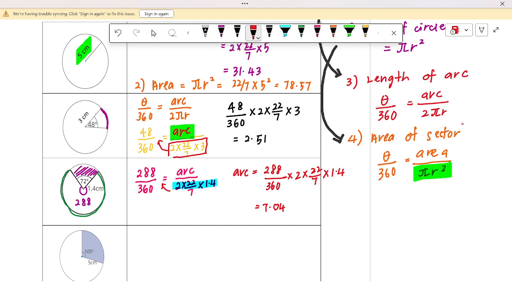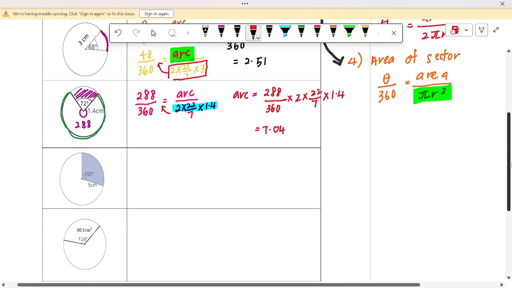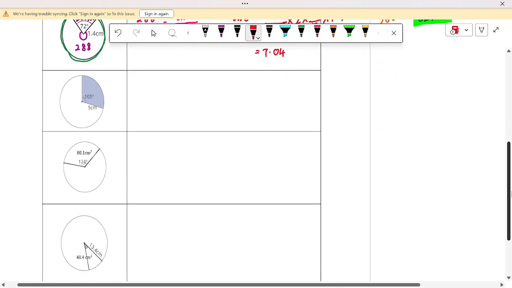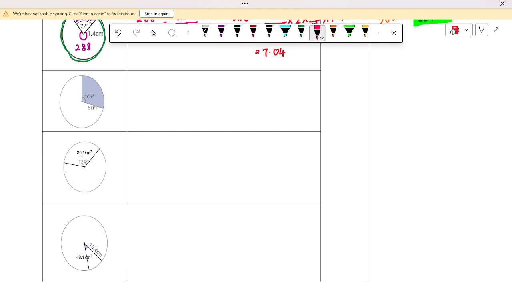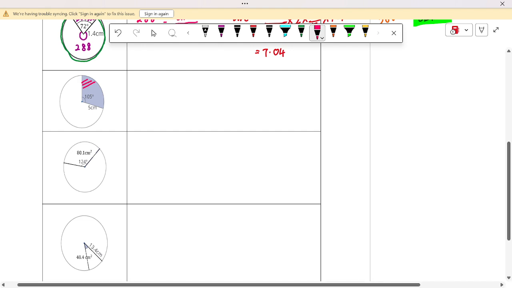Okay, so let's go to the next one. Next one will be covering area. We have three different questions. The first one, they're asking you to calculate the area of this sector. So can you see this is just a part of the circle, so it's called a sector.